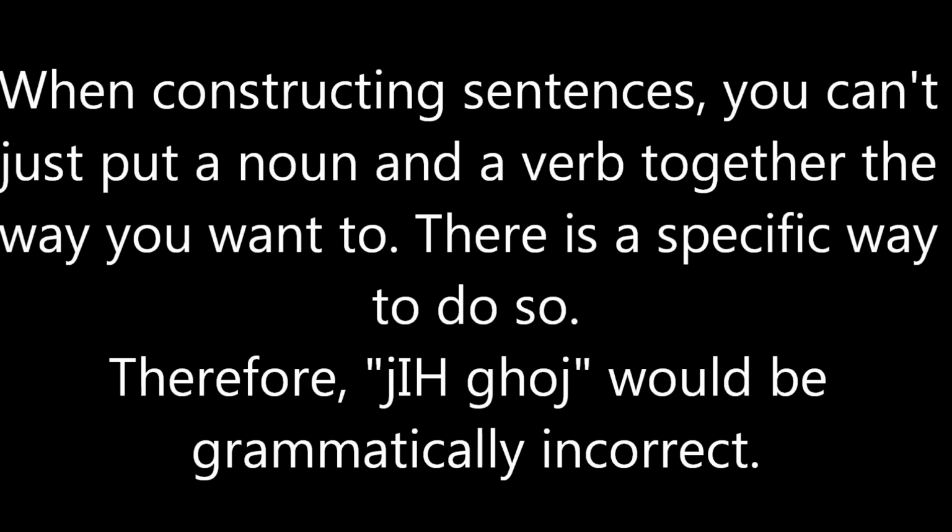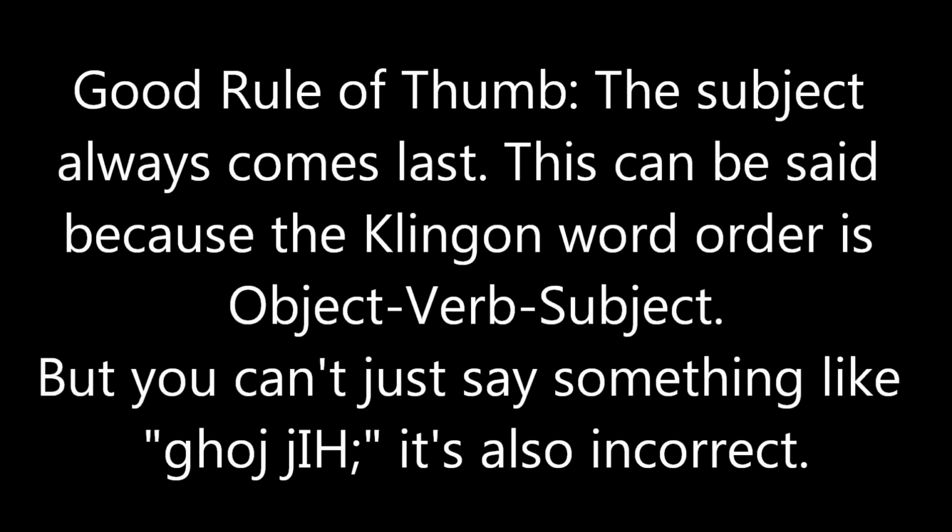Alright, grammar time. When you construct sentences in Klingon, you can't just have the noun and the verb together. You gotta be able to put them together somehow. But unfortunately, jech goj is wrong. It might make sense to an English speaker, but not a Klingon. So a good rule of thumb is that the subject comes last. This can be said because the word order in Klingon is object, verb, subject. Be sure to remember that.